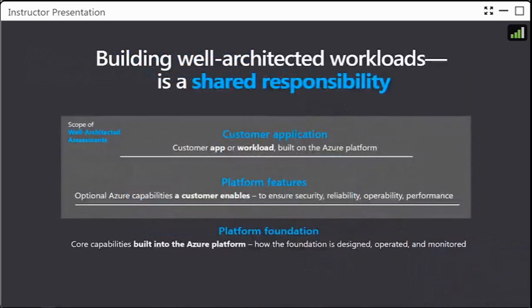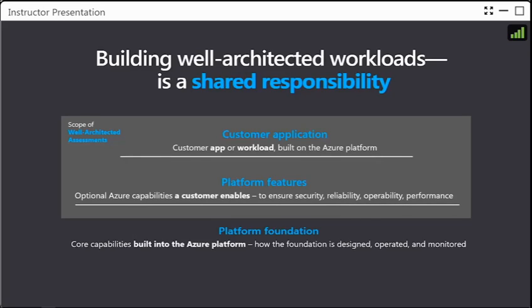Building a well-architected workload is a shared responsibility. Microsoft enables platform capabilities and features, but the customer must build well-architected workloads by making proper use of these capabilities. So many of our services have these capabilities built into them, but they must be turned on, they must be configured, they must be set up. And that's the customer's responsibility.